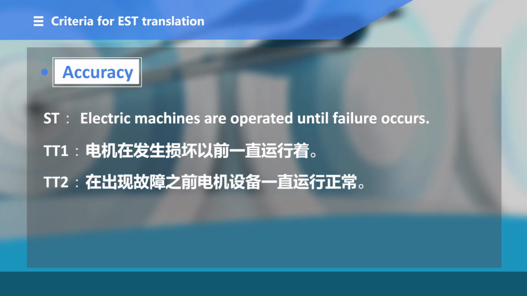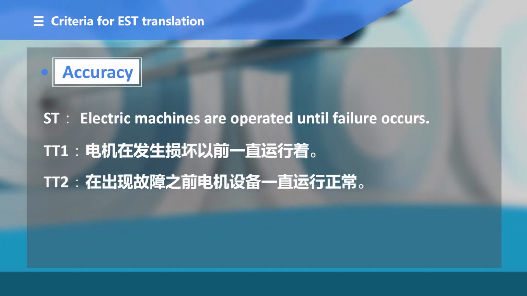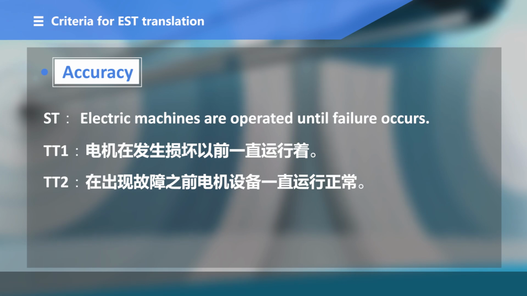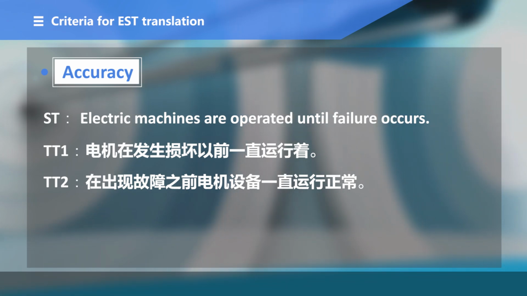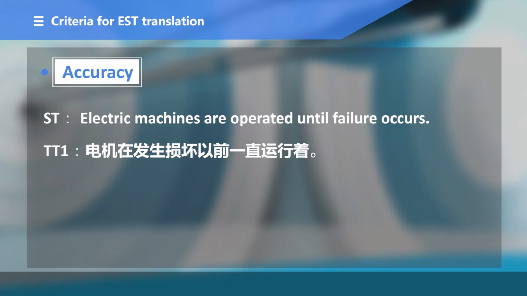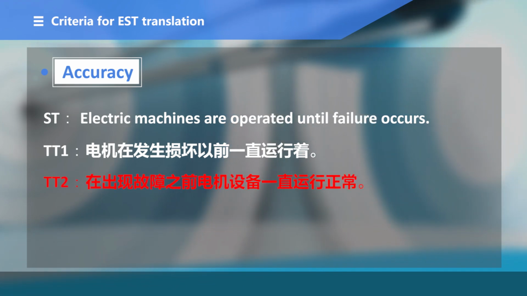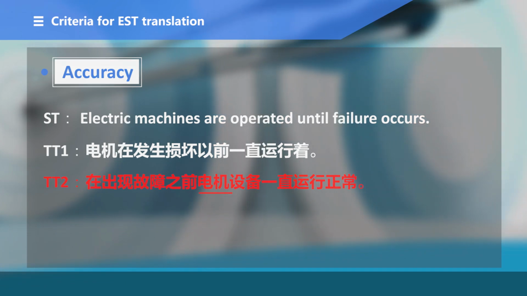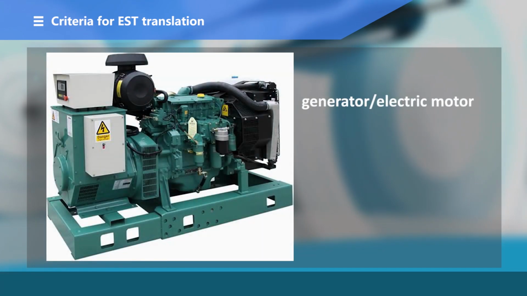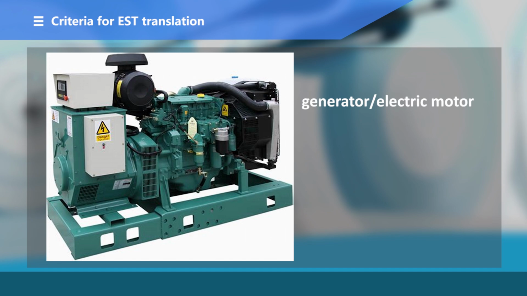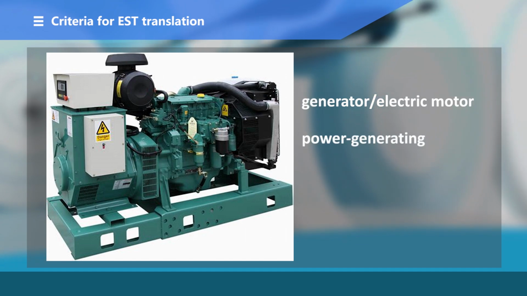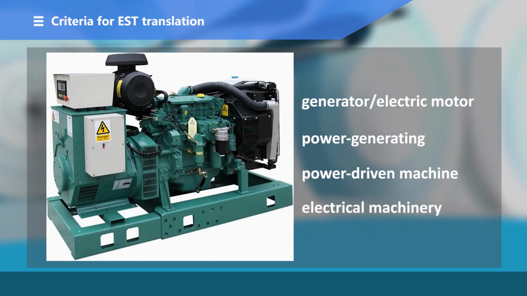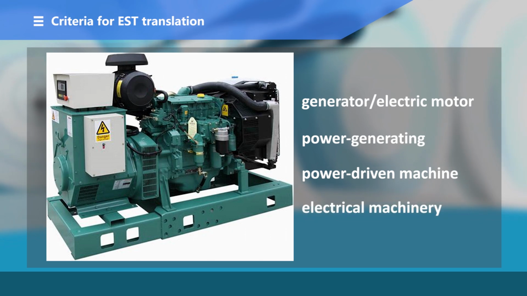Now, let's make comparison between the two translated versions in Chinese. In example 4, have you ever found which target text is more accurate? Yes, it is target text 2 that is more accurate than target text 1. In Chinese, 电机 is a technical word having both the special meaning of a generator or electric motor and extensive meanings of any power-generating or power-driven machine and of electrical machinery in the same professional field of the electricity industry.